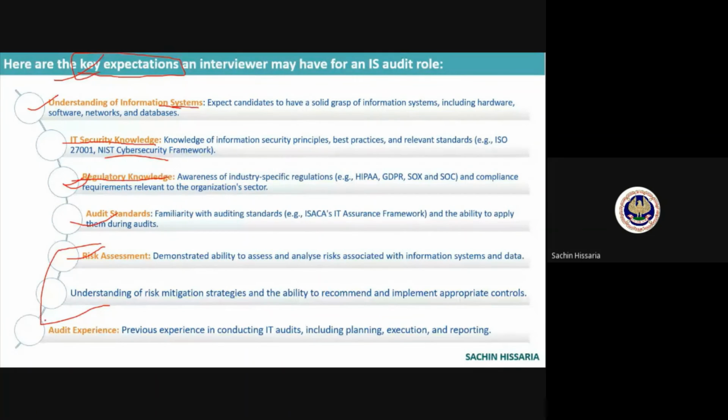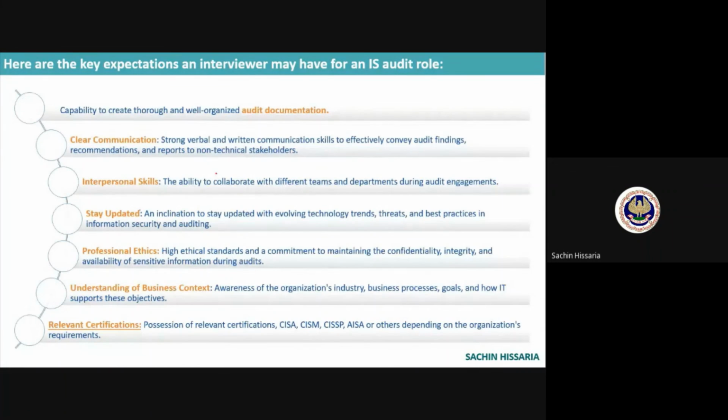You need to describe your past audit experience. What was your past experience in the planning, execution, and reporting? You also need to tell them about audit documentation. I have also tried to include that in the webinar. What is the importance of documentation? What we need to take care of while documenting all the work papers.